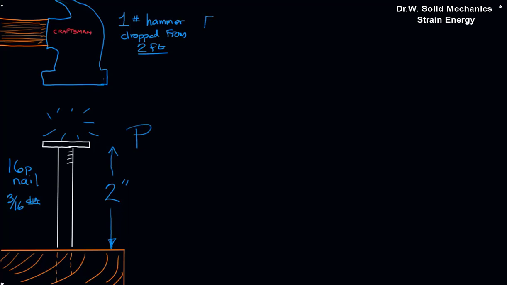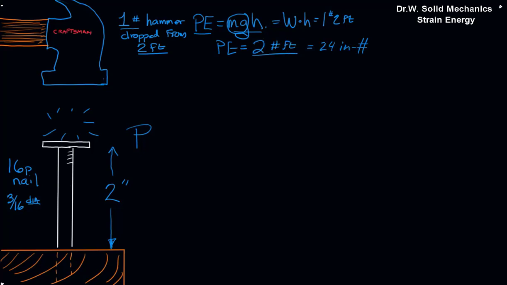Well, we can start with the energy of the blow, and the energy in the hammer will be potential energy as mgh, which eventually turns into kinetic energy and then turns into energy inside of the nail. So we'll just go with that for now. And mg is the weight here. We have to be careful with the English units because that's weight, not mass. So this will be weight times height. So we get 1 pound times 2 feet. So the energy in the blow will be 2 pound-feet of energy.